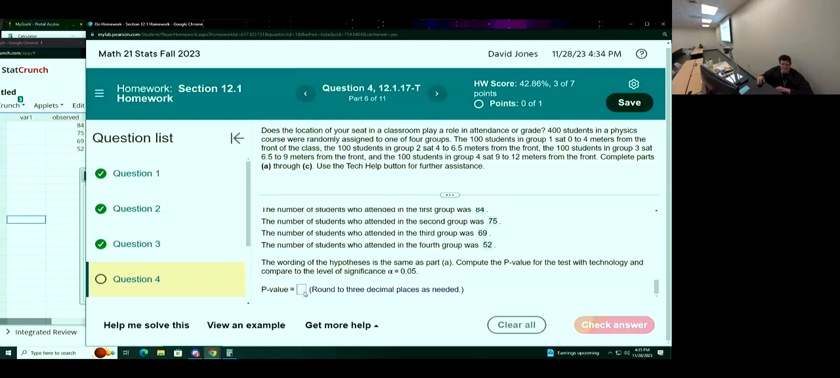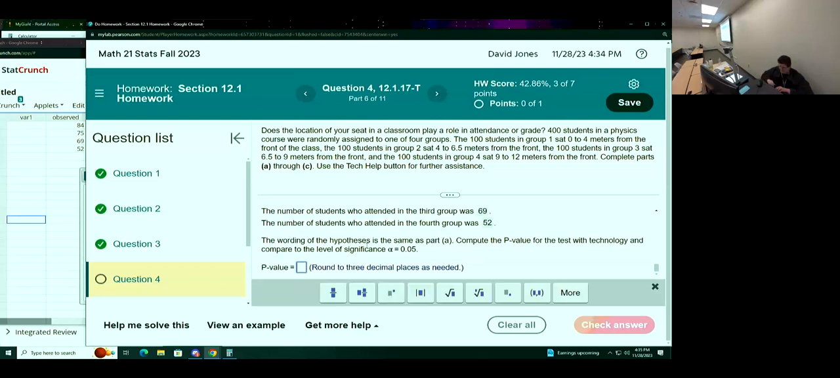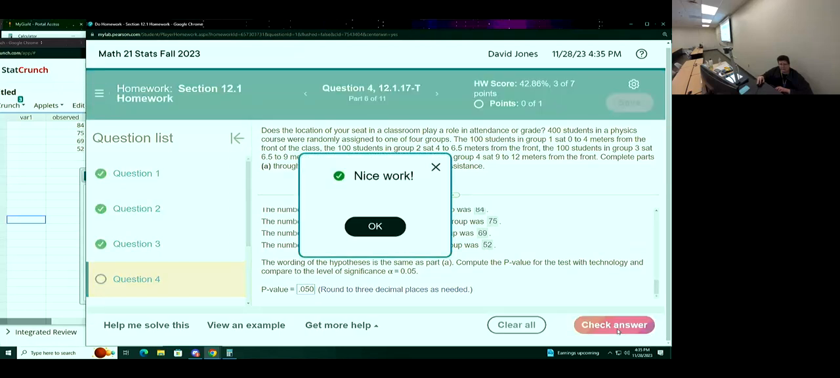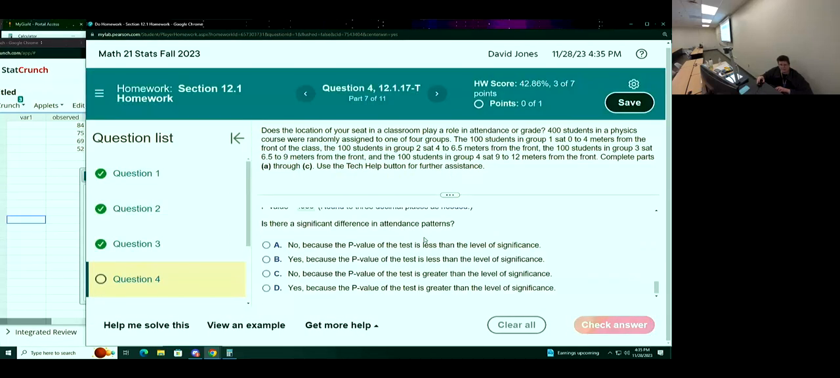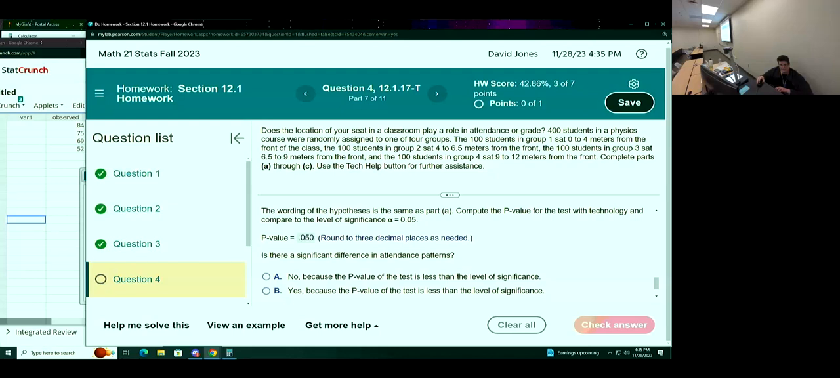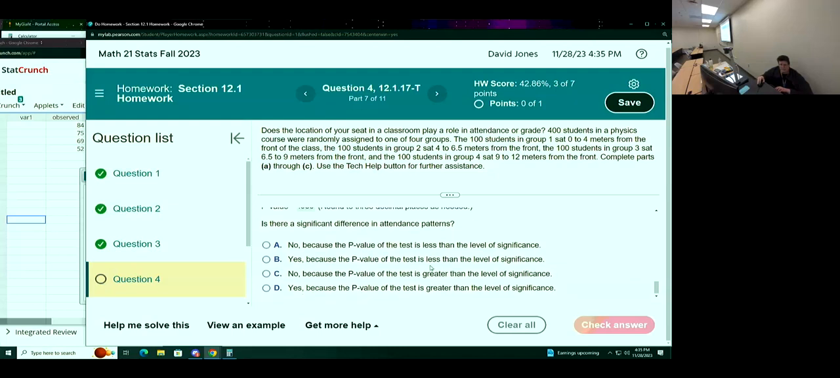0.050 to 3 decimal places. The p-value of the test was greater than the level of significance. So we're still in the do not reject H0.